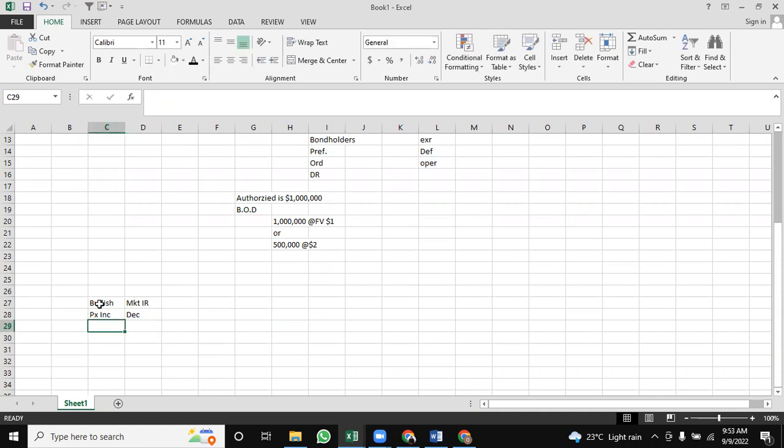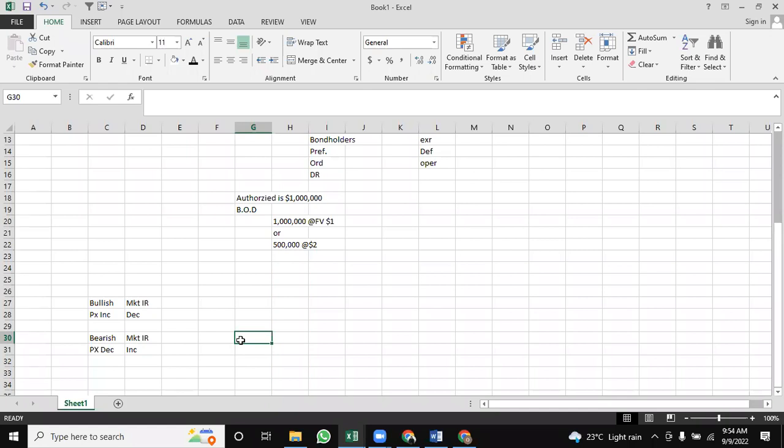Yes, ma'am. So if the market is bearish, what does this mean? Prices are decreasing, correct? Yes, ma'am. That means market interest rate will increase. Is this clear? Yes, ma'am. Because it's an inverse relationship between the two of them. Is this clear now?